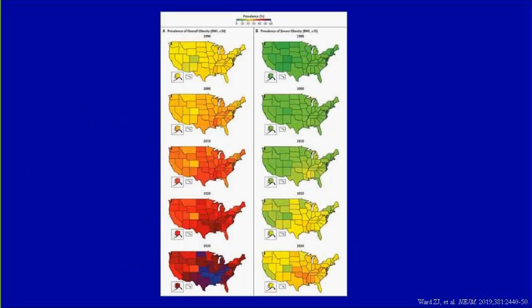And so if you look here between 1990 and 2030, on the left you see prevalence of obesity, on the right you see prevalence of severe obesity. And what you're noticing here in yellow is 10 to 20%, and as you go down there, especially in the South and in the Midwest, you'll see these numbers potentially exceeding 50, 60%. And then on the far side, the severe obesity, you're seeing green where it's very, very uncommon, getting into the yellow and orange where, again, we said you're going to get 20 to 30%. And I don't think these numbers are going to be that far off.